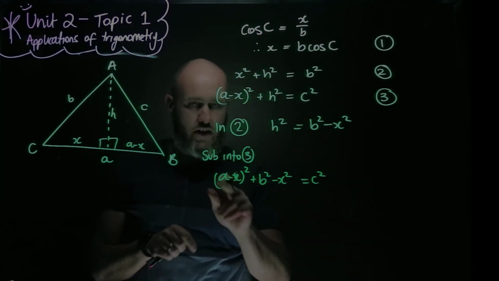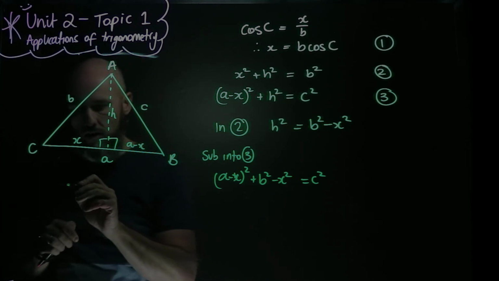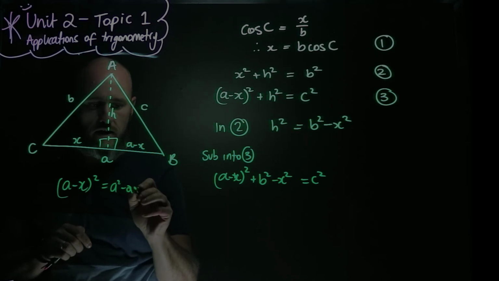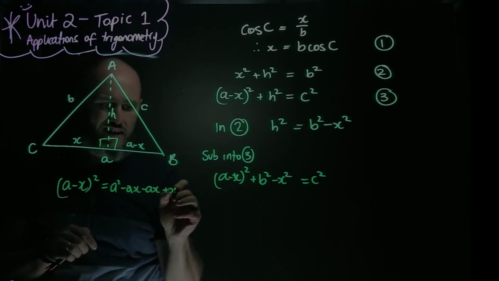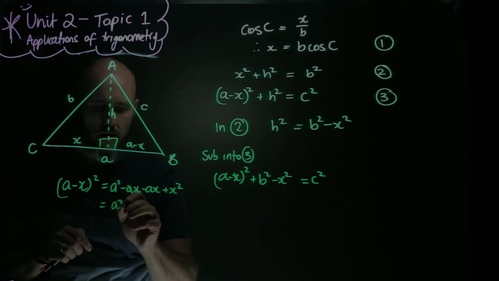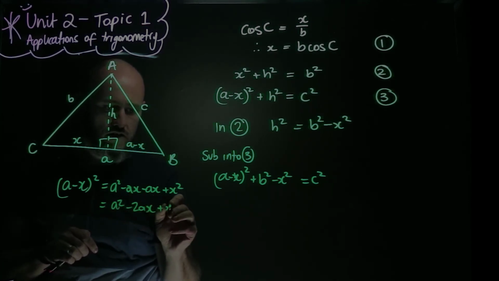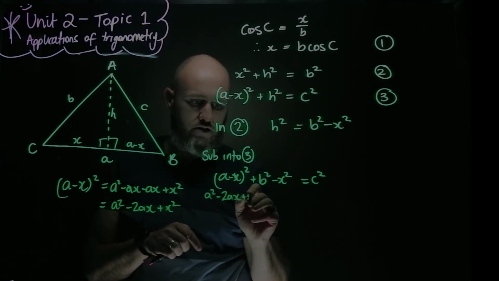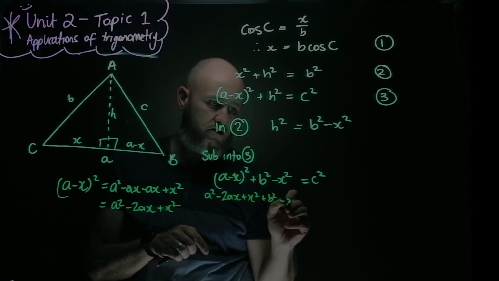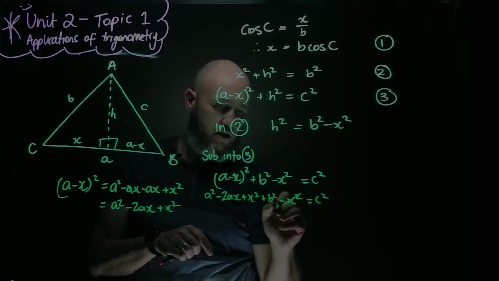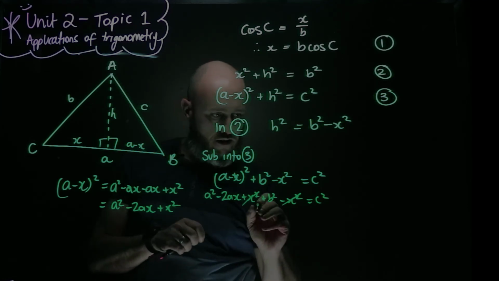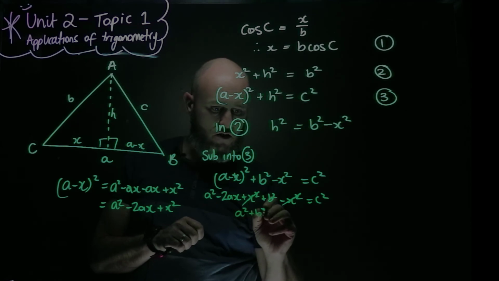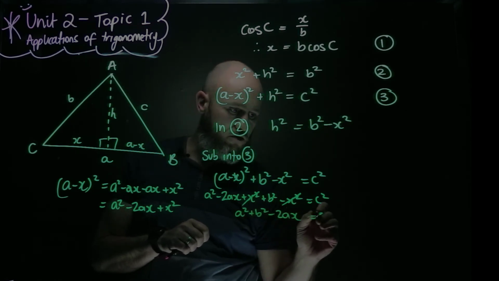Now I'm going to expand this bracket here. Take your time if you need to. I'll do it over here quickly. A minus x squared is equal to a squared minus ax minus ax plus x squared, because a negative times a negative is a positive, a squared minus 2ax plus x squared. So I get a squared minus 2ax plus x squared plus b squared minus x squared equals c squared. The x squareds cancel out, hip hip hooray, and that gives me a squared plus b squared minus 2ax equals c squared.